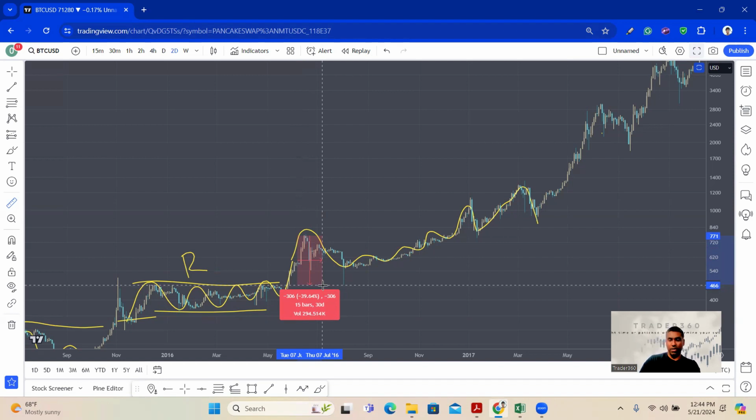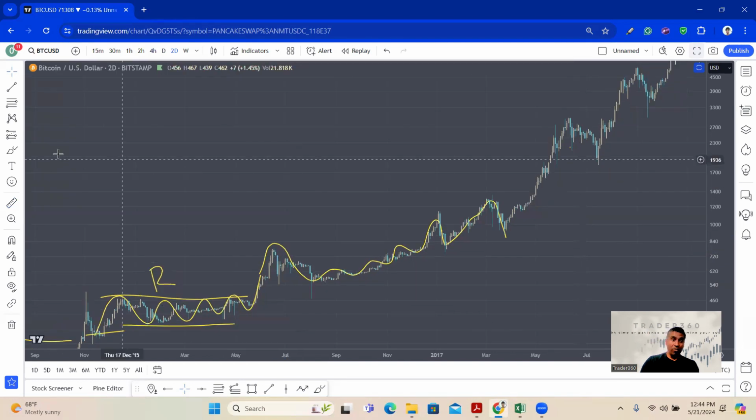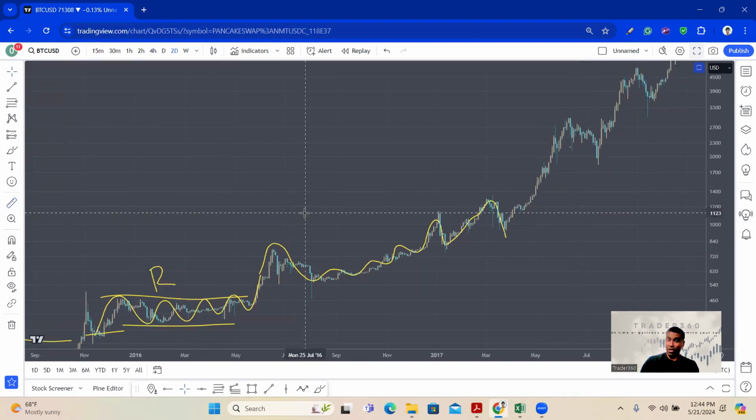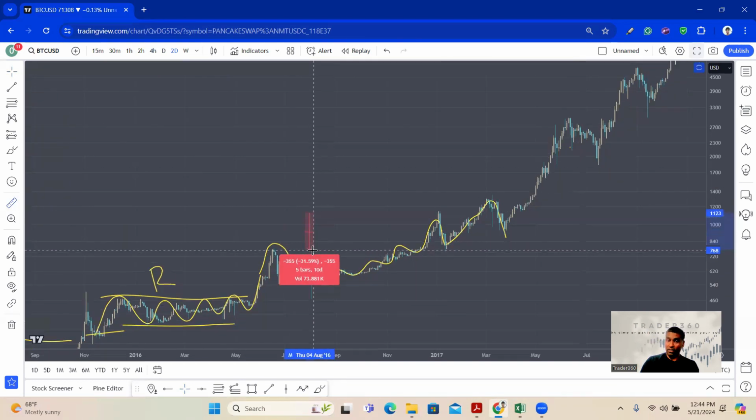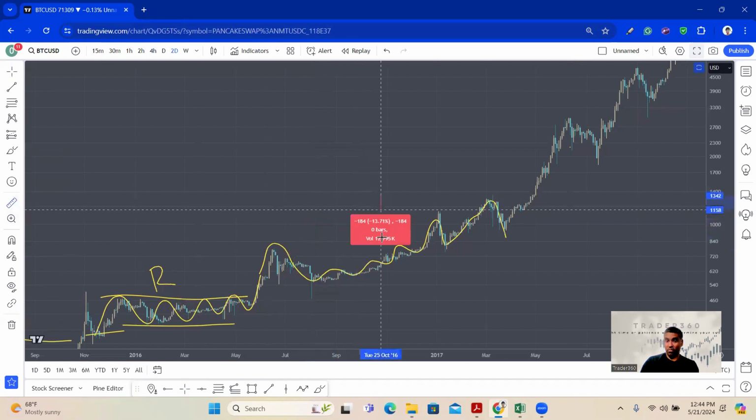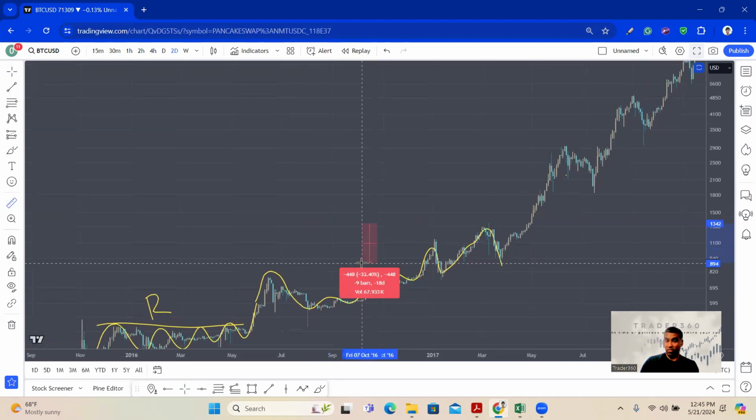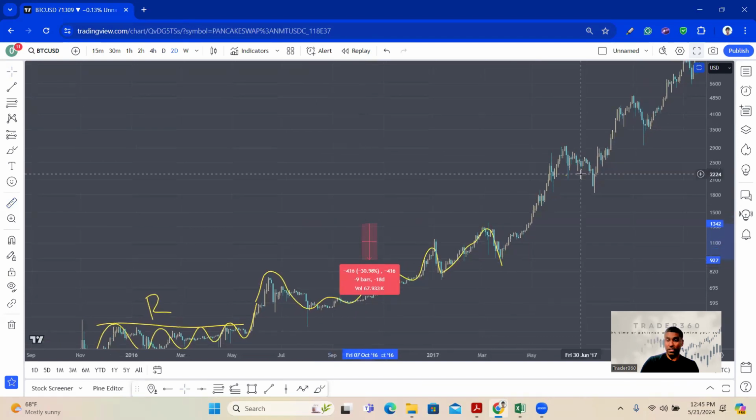They are not bear markets. They are just corrections. So this was an uptrend from 310 to 19,000 with in-between corrections of up to 30, 40, and sometimes 50% as well. Let's see. So this was 31, 32%. This other one was 30%.